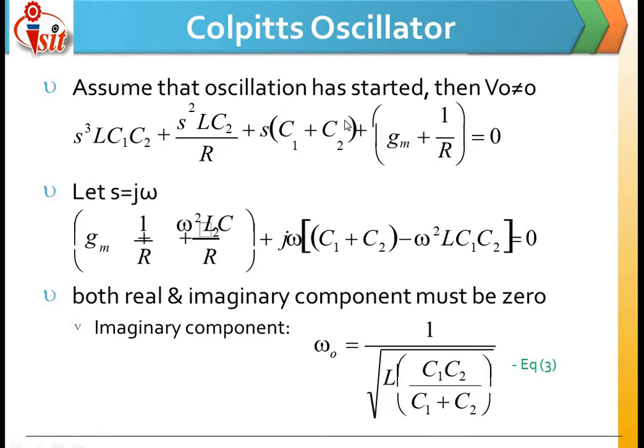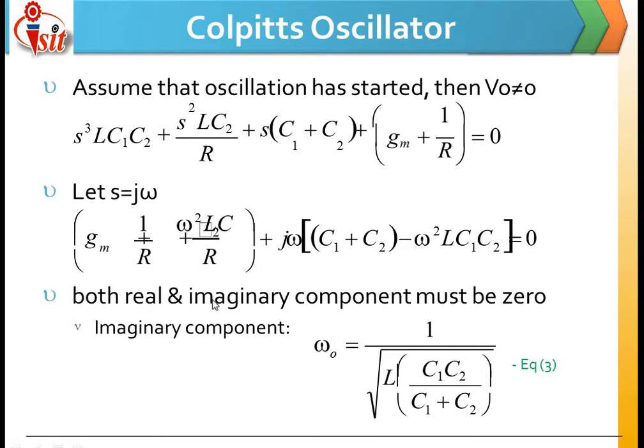Then assume that the oscillations have started, then V0 is not equal to 0. Then S cube LC1C2 plus S square LC2 divided by R plus S into bracket C1 plus C2 plus GM plus 1 by R is equal to 0. Let S is equal to j omega, that is, GM is equal to 1 divided by R plus omega square L2C divided by R plus j omega into bracket C1 plus C2 minus omega square LC1C2 is equal to 0.